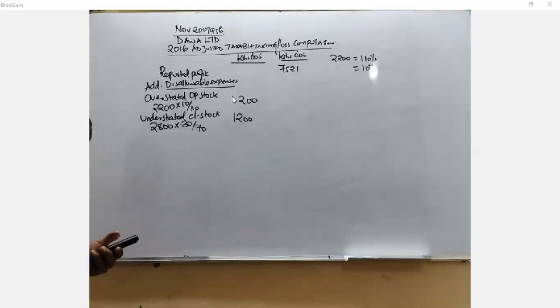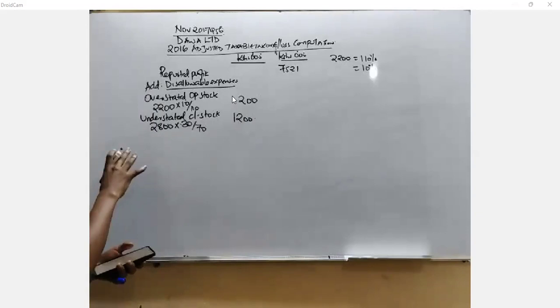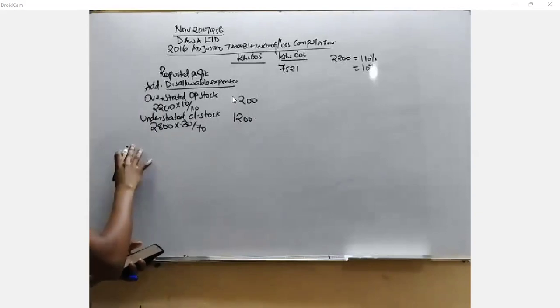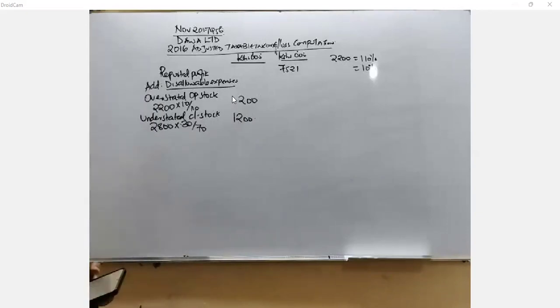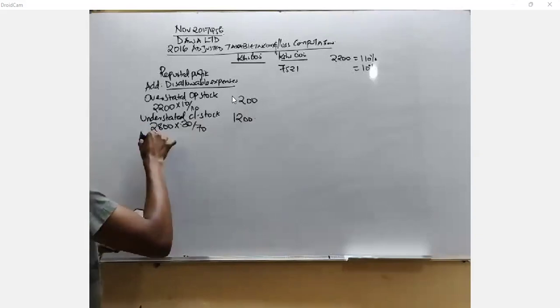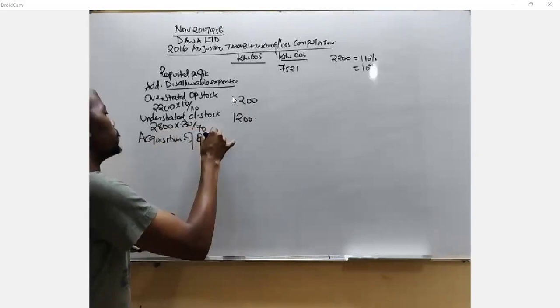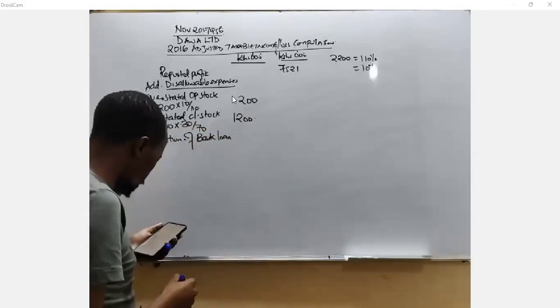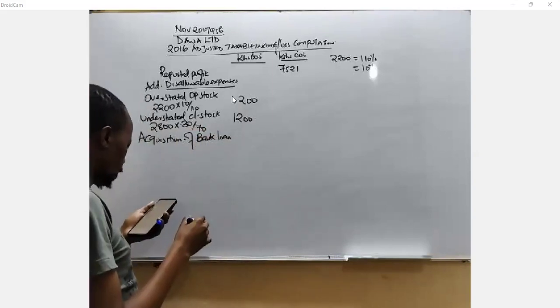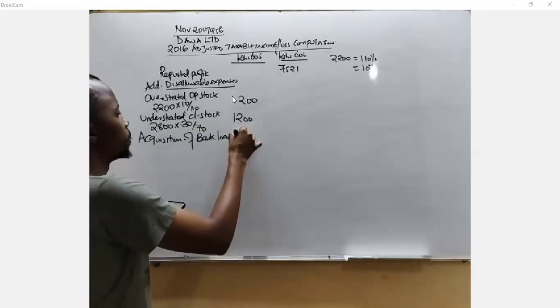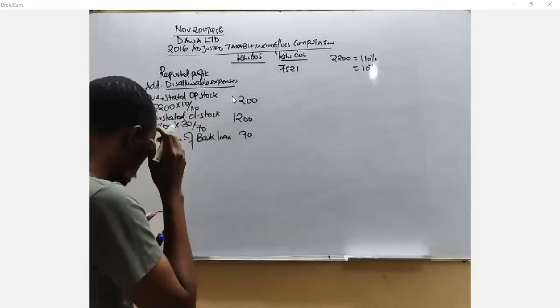Number 2, we are being told the legal expenses comprised of, number 1, acquisition of bank loan. We said the only way a company can get money is through the issue of ordinary shares to the public for subscription. Any other form is a disallowable expense. So the acquisition of the bank loan is 90.